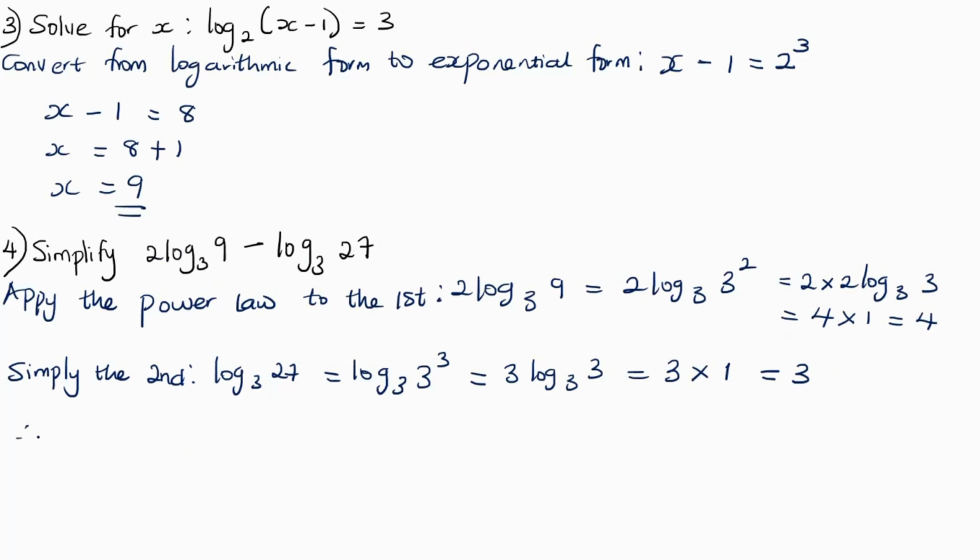So therefore we have this to be 4 minus log 3 of 27, which is equal to 3. So 4 minus 3 is equal to 1. So this becomes the answer.